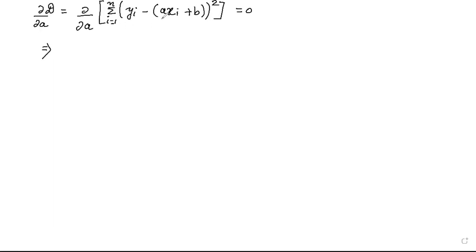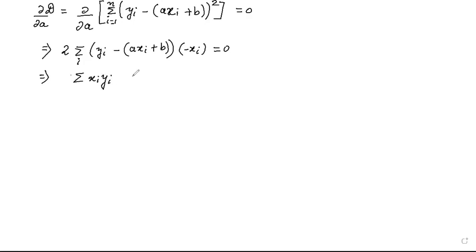Differentiating with respect to a, we get 2 times the summation over i of (yi minus (a xi plus b)). And since we are differentiating with respect to a, minus xi will be the coefficient, and that equals 0. Now after simplification, the 2 will be gone with the negative sign. So we come out with summation xi yi minus a summation xi square minus b summation xi equals 0.